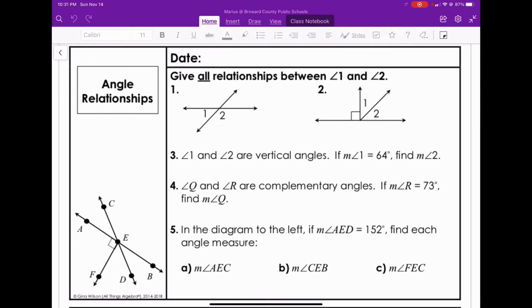Hey, what's up, everybody? Let's go ahead and jump in and talk about angle relationships. The instructions read, give all relationships between angle 1 and angle 2.